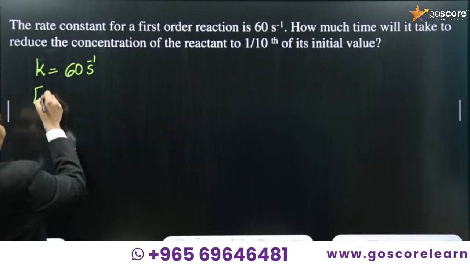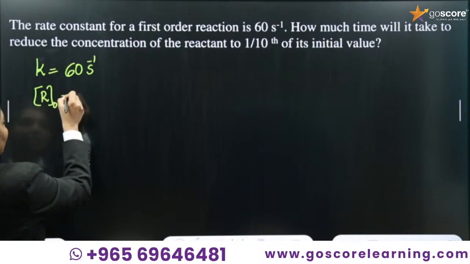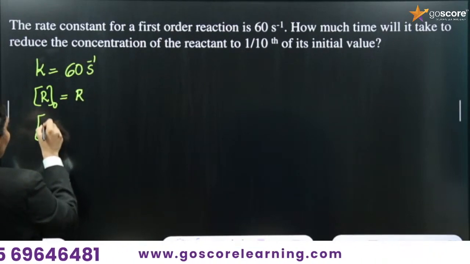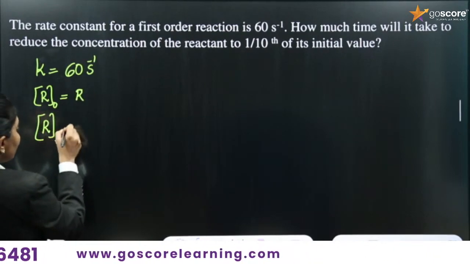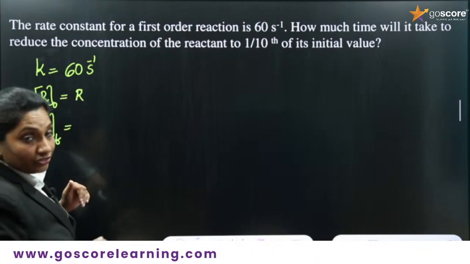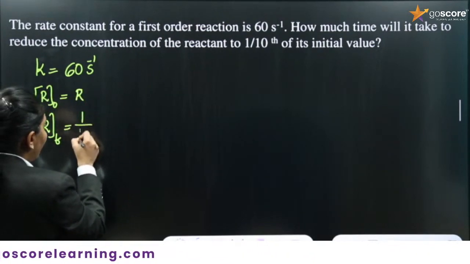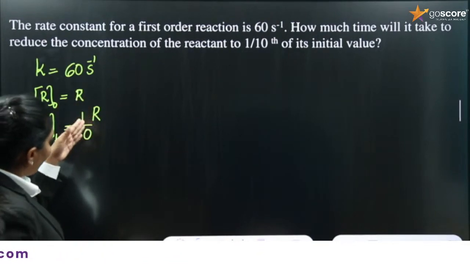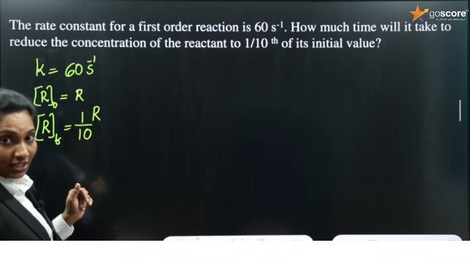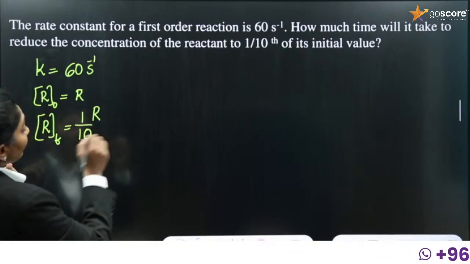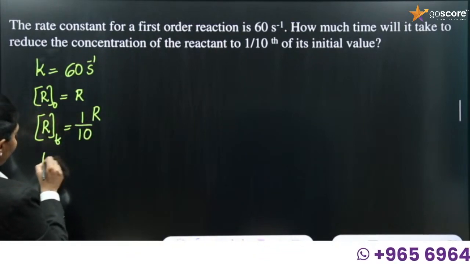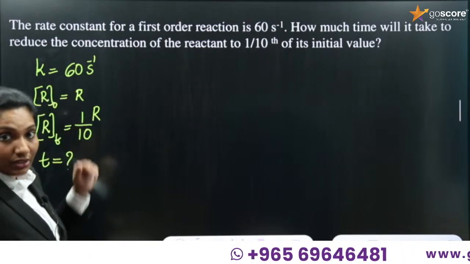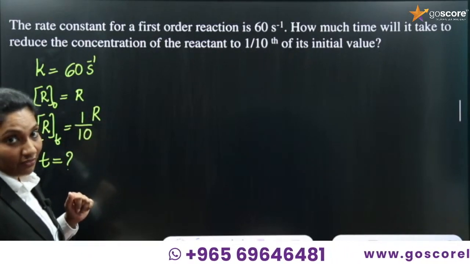So if you are taking the initial value as R, we can take it as R, and what is the final value? RT is 1/10th of initial value, that is 1/10 R, right? This is the 1/10th value of the initial value. Okay. So what you want to find out? You want to find out the time. What is the time taken for this reduction to 1/10th of its initial value?